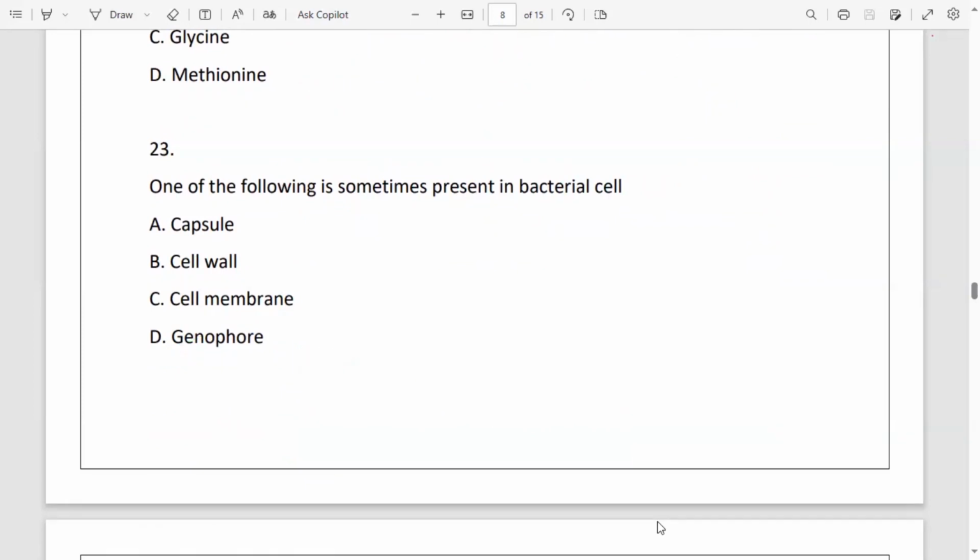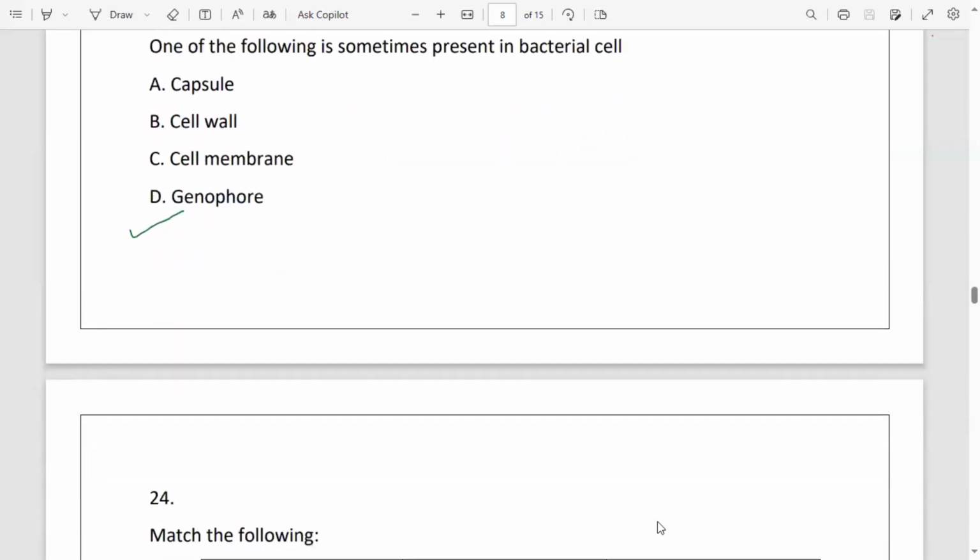Now the next question. One of the following is sometimes present in a bacterial cell: capsule, cell wall, cell membrane, genophore. Out of these four, cell wall, cell membrane and genophore are compulsorily seen in all bacterial cells. Capsule is a layer on the outer side of the cell wall. If it is a loose, sheath-like layer, it is called slime layer. If it is thick and tough, it is called capsule, which may be present or absent. That is the one.